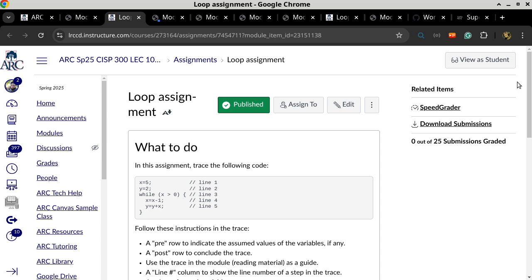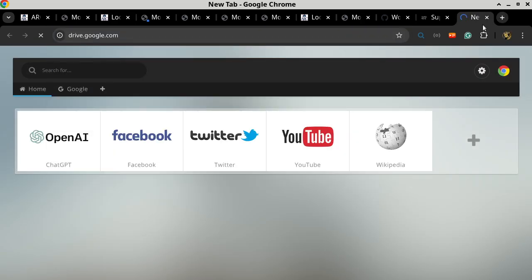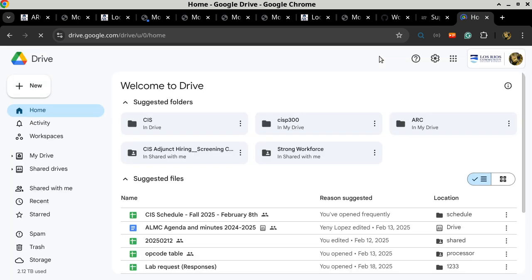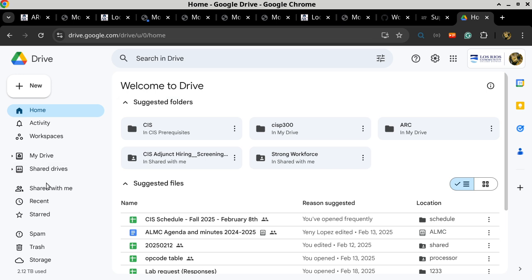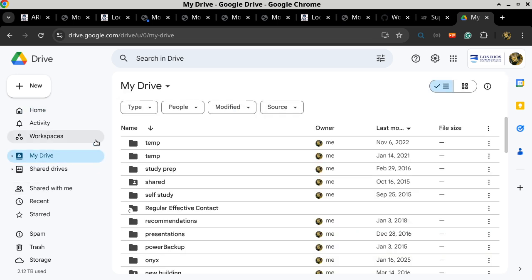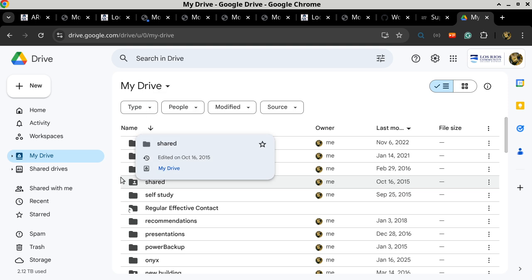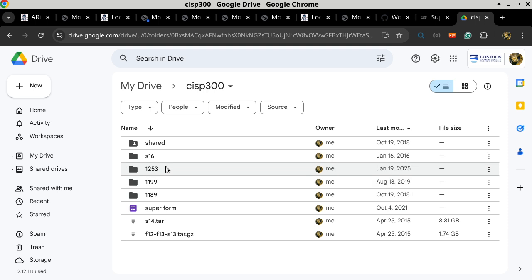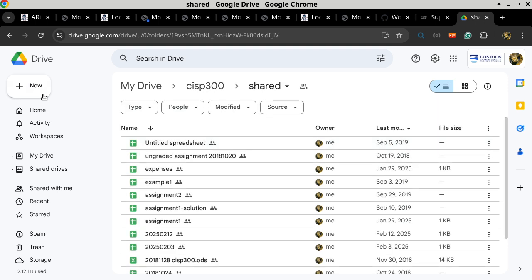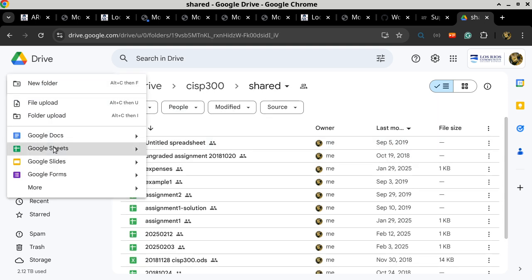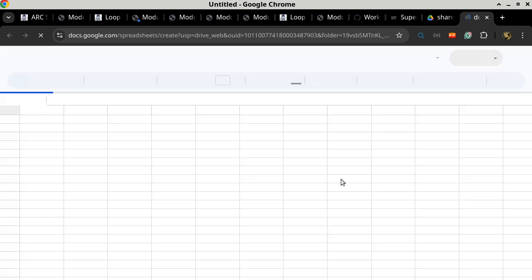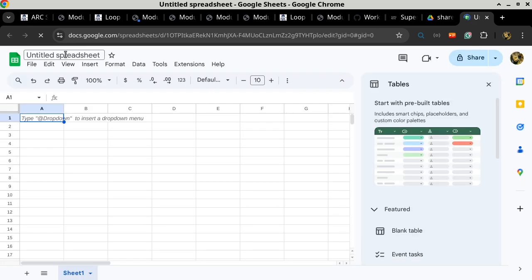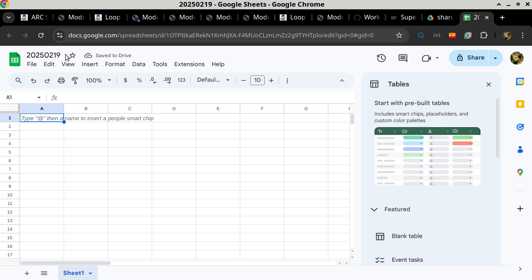So what I'll do is I am going to use Google Sheet for this. And the nice thing about Google Sheet is I can put it into the shared drive that you guys all have visibility to. So this way, as I'm working on it, you can actually look at it if you want to. All right, so let me go to CISP 300, go to the shared folder, and then create the spreadsheet in this folder. Okay, and it's going to be called, using today's date, which is 2025 02/19.